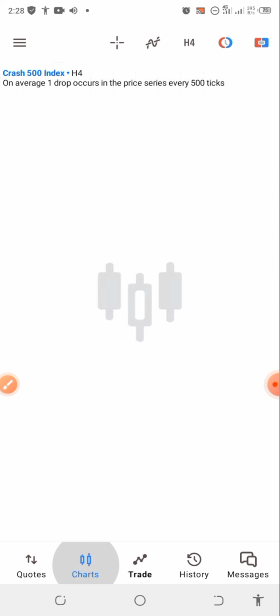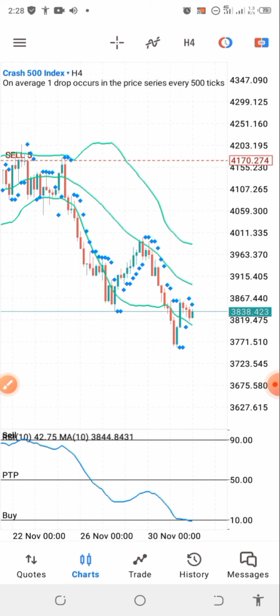So without wasting much of our time, this is it right here. You can see we have a running trade here on Crash 500. I'm going to show you guys how I was able to take the trade with the strategy.